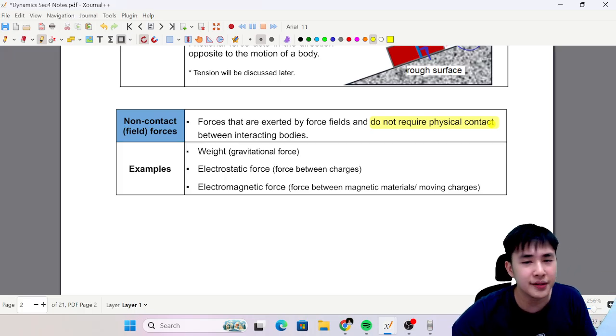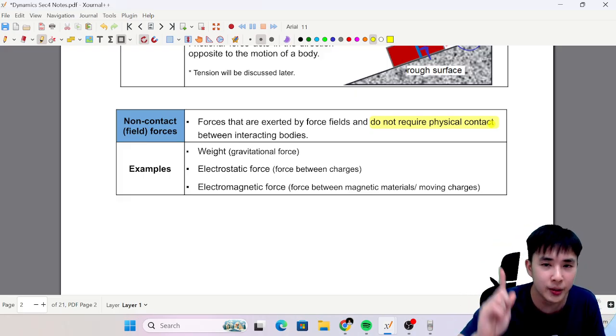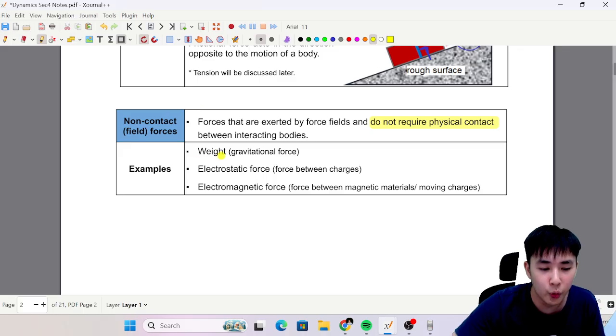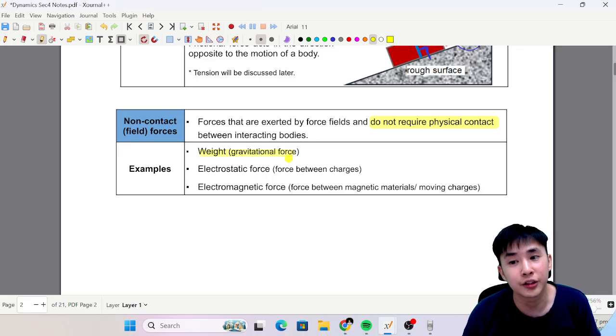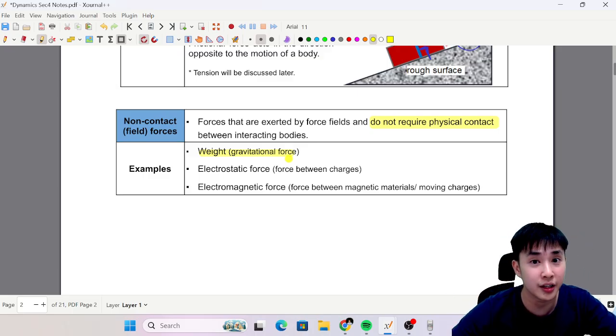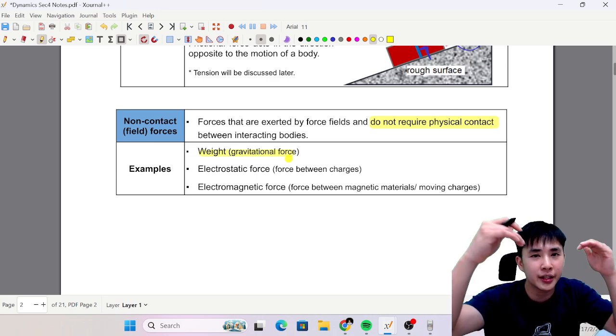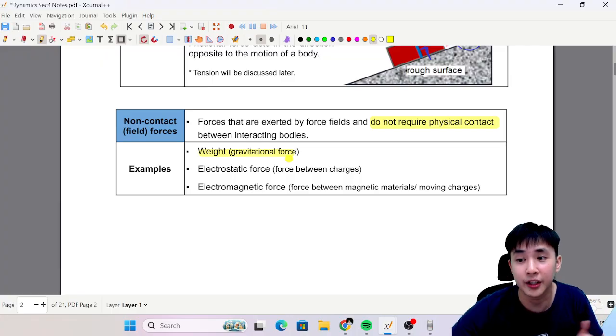In your syllabus, there are only three types of non-contact forces that you need to care about. The first one is the weight. Weight is an example of a gravitational force. When you put a mass in a gravitational field, it will experience a gravitational force. This force is called weight, and it will point downwards towards the center of Earth.